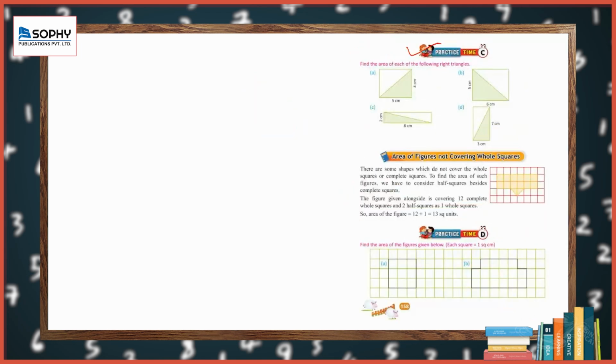Now let's look at practice time C, students. In the first one, we have to find the area of the right triangles. So this will be, very good students, half of 4 into 5, that is equal to 10 square centimeter. Area of figures not covering whole squares.